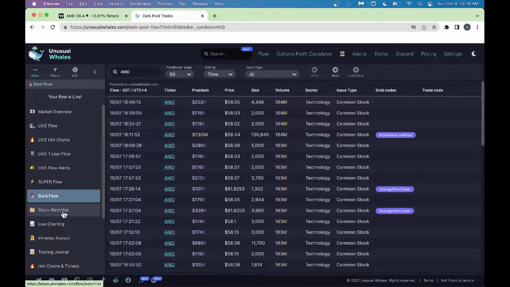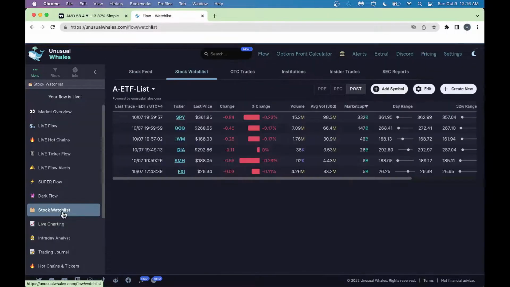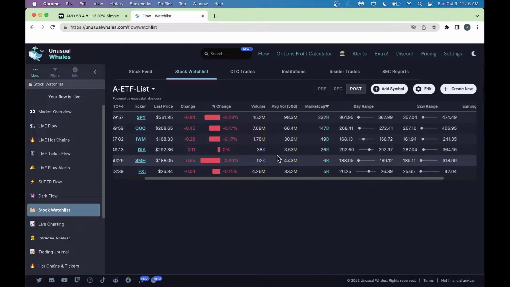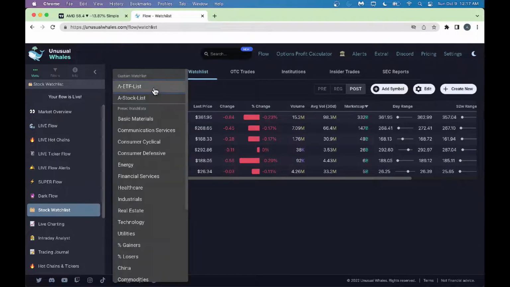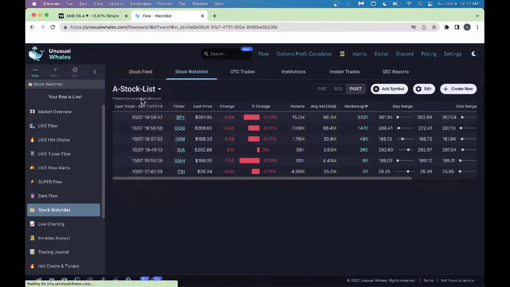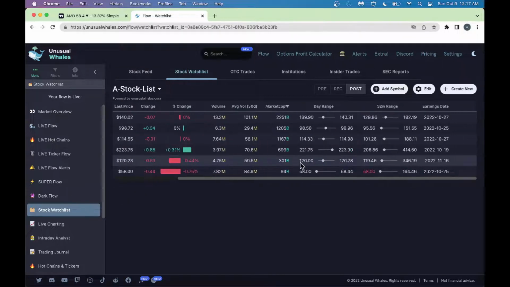And then you got watch list here. If you want to look at a couple stocks here, I added a couple of stocks here. You could look at those. I got my ETF list here. Look, the way it works is you got price, change, percentage change, volume. I got 30-day volume, market cap, day range, 52-week range, earnings. So if I look at my stock list here, that's the ETF list. I got a stock list here. You could just look at that.